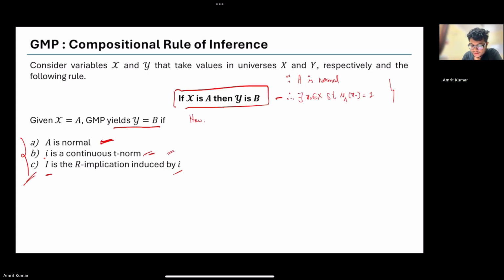Now, how is the output fuzzy set B dash given? It's the composition of A dash with R, and here A dash happens to be A itself, so it's the composition of A with R. Therefore, the membership function of B dash looks like this. So supremum, right? We are given t-norm I, therefore we will use that for our composition.